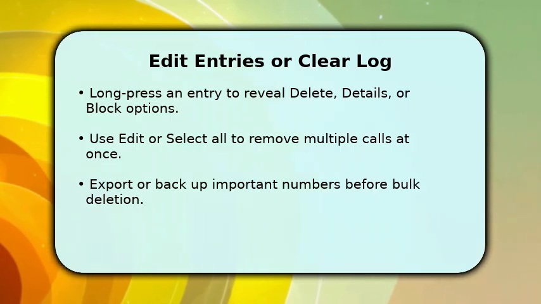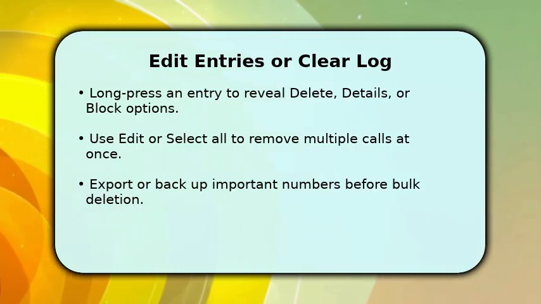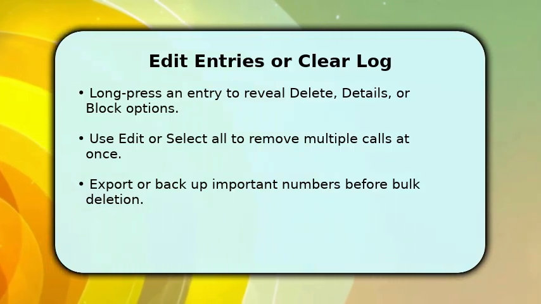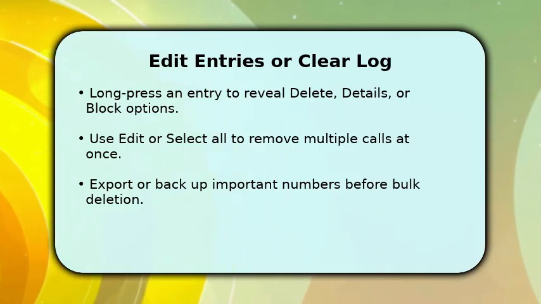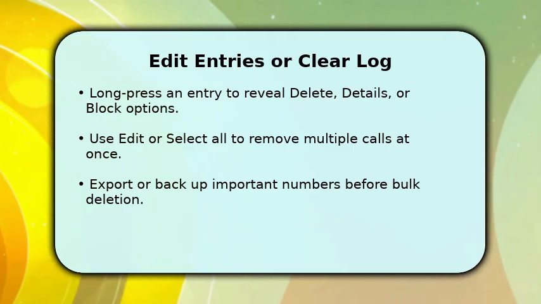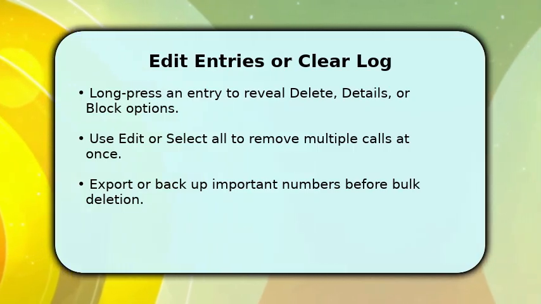To remove multiple records, use select or edit mode in the menu, mark items, and press delete. This is faster than single deletion. If you need to keep numbers, export or backup contacts first because deletion is irreversible.